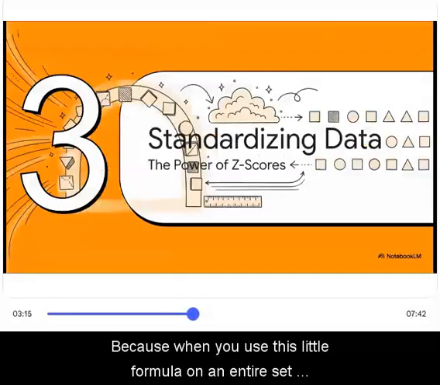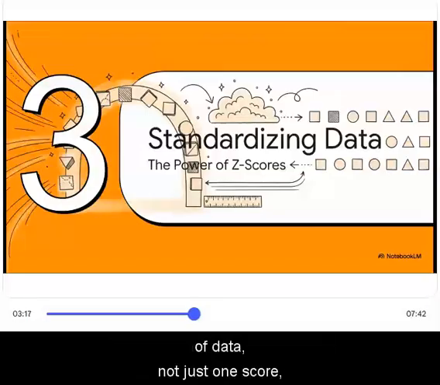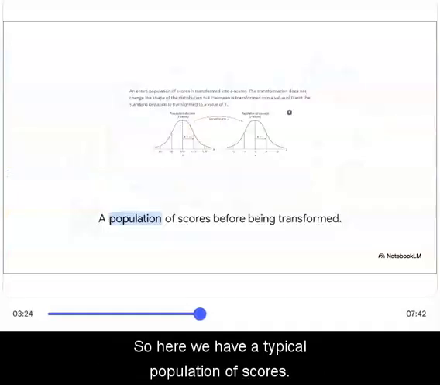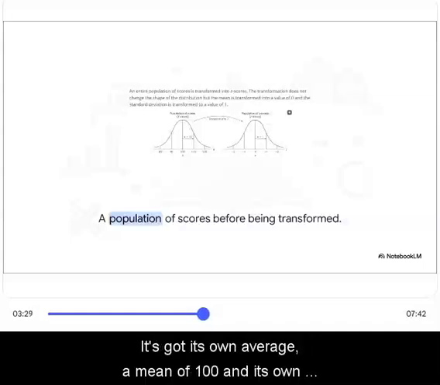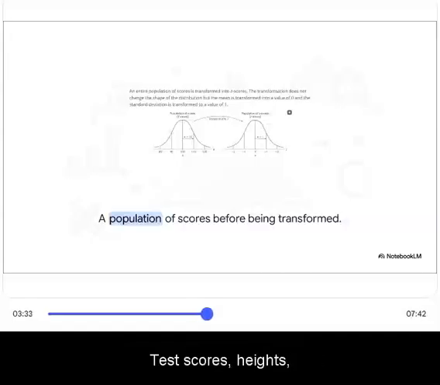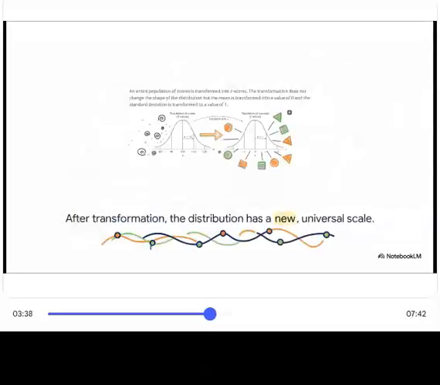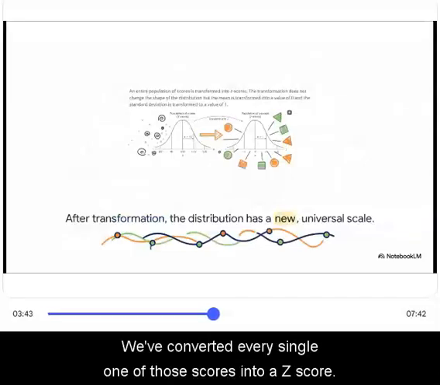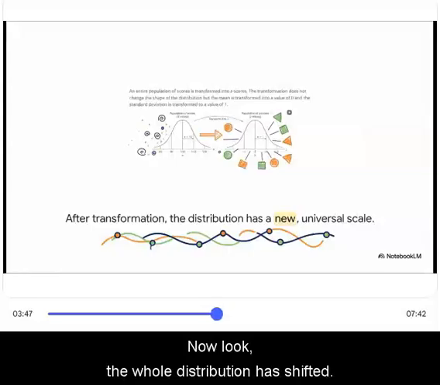All right, now we're getting to the Z-score's real superpower. Because when you use this little formula on an entire set of data, not just one score, something kind of magical happens. You standardize the whole thing. So here we have a typical population of scores. It's got its own average, a mean of 100, and its own spread, a standard deviation of 10. This could be anything, right? Test scores, heights, weights, you name it. And bam. This is what happens after the transformation. We've converted every single one of those scores into a Z-score. Now look, the whole distribution has shifted.